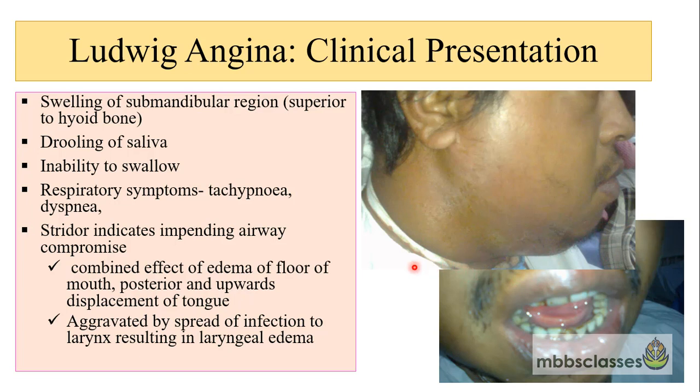Among the other symptoms of Ludwig's angina, they may present not as swelling or inability to swallow, but as respiratory symptoms like tachypnea and dyspnea. If any patient presents with stridor in Ludwig's angina, it is suggestive of impending airway compromise, which results from a combined effect of edema of the floor of the mouth, because of which the tongue is pushed backwards and upwards. Secondly, sometimes it may be aggravated when the infection spreads to the larynx, which results in laryngeal edema.